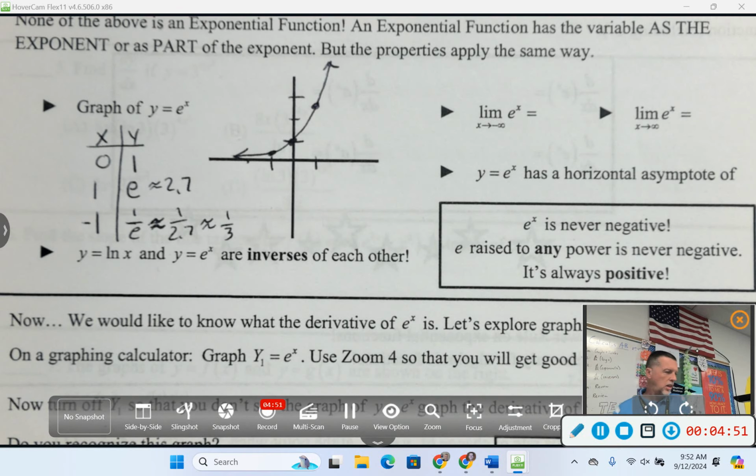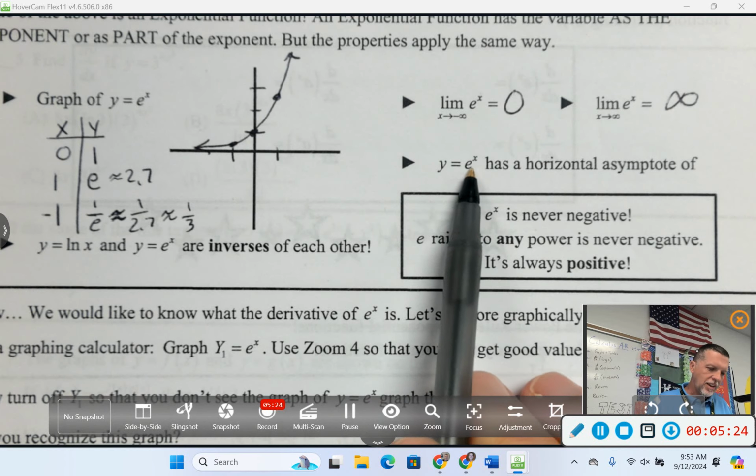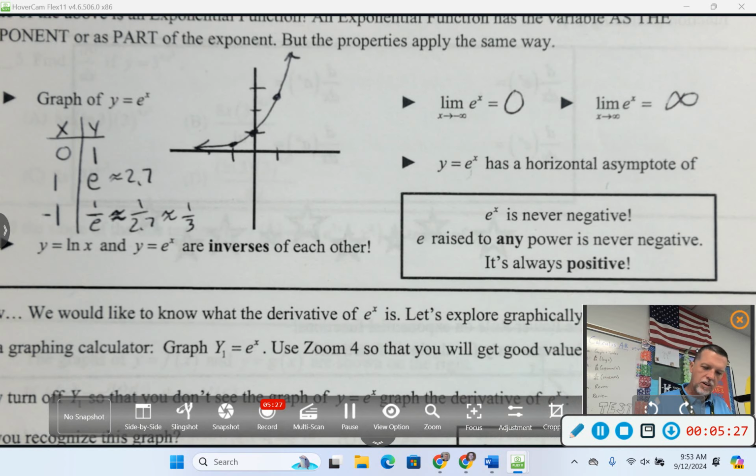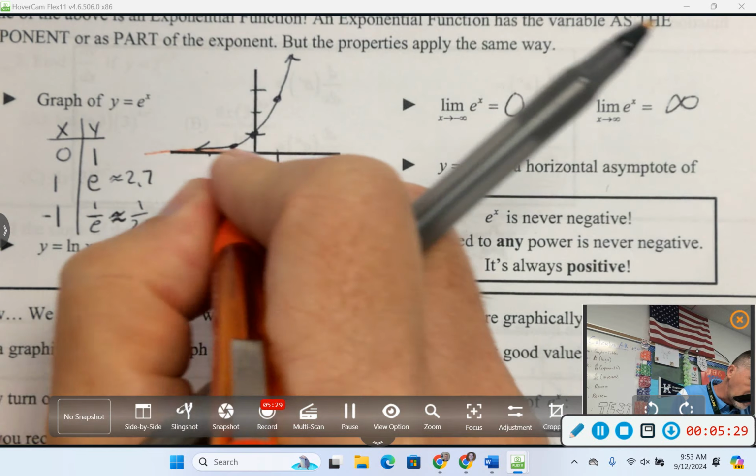Limit questions. We can do these. So, Justin, the limit as x goes to negative infinity. So as x heads off to the left, what's our function approaching? 0. Good. And Avery, as x heads off to the right, what's the function doing? Infinity. So that means that y equals e to the x has a horizontal asymptote. You can see it right there, of y equals 0.